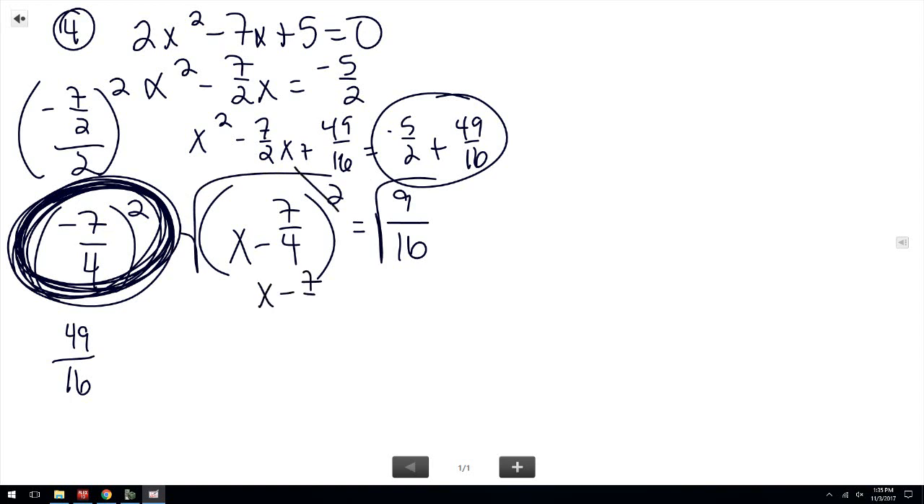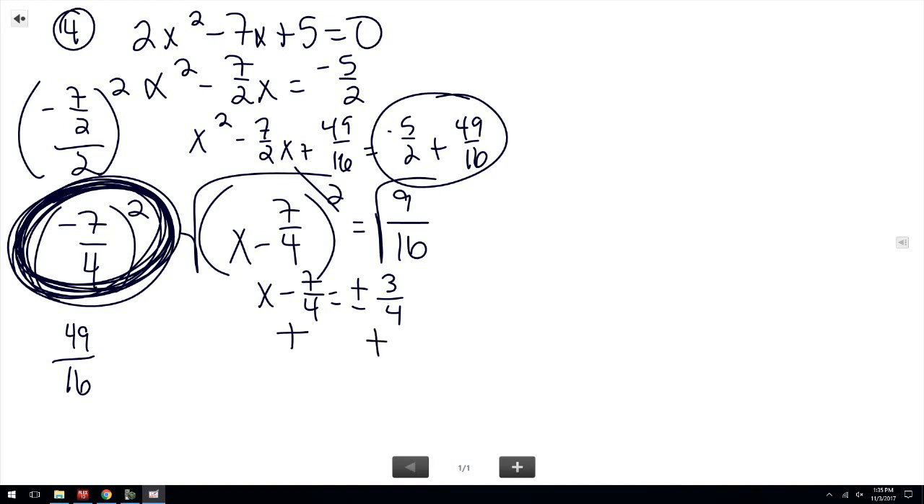How did you get that? Square root 9 and square root 16. And anytime you square root, it's plus and minus. Okay, got it. All right, add the 7 fours.